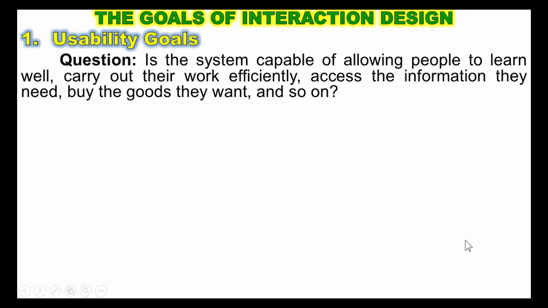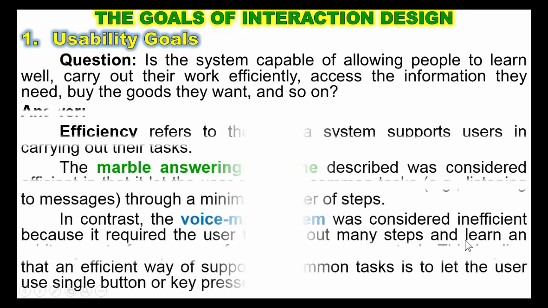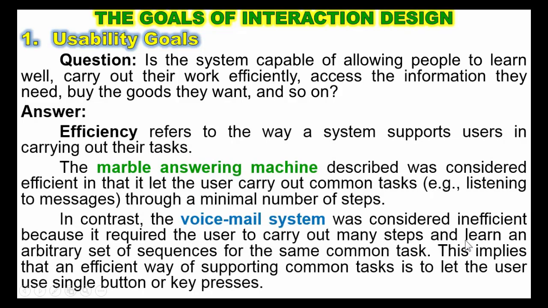Question: is the system capable of allowing people to learn well, carry out their work efficiently, access the information they need, buy the goods they want, and so on? Answer: efficiency refers to the way a system supports users in carrying out their task.